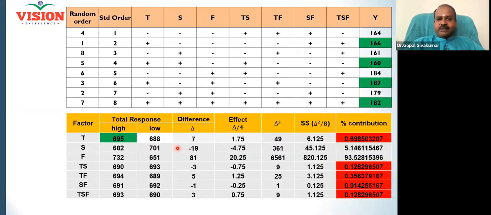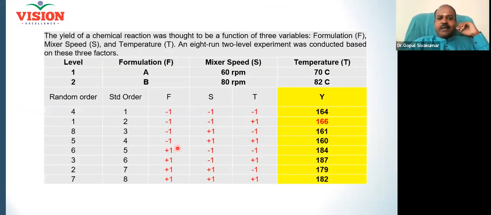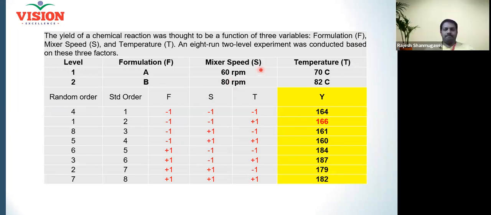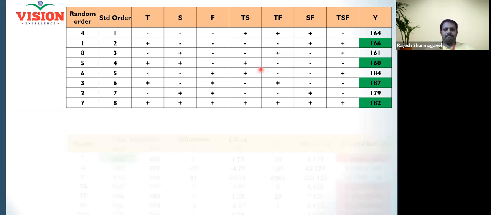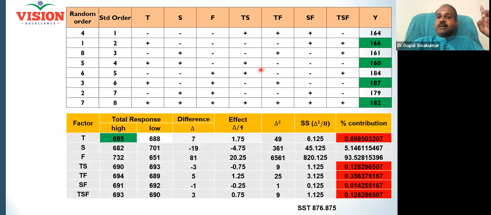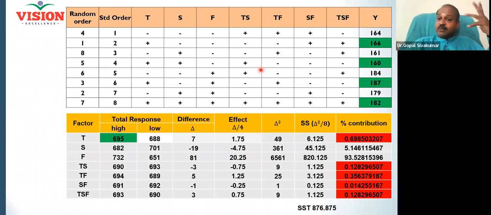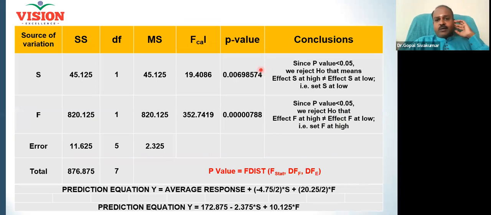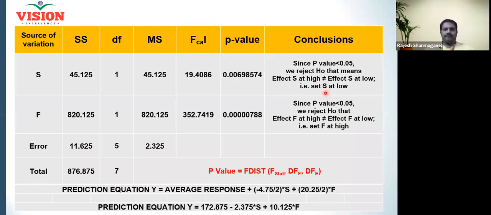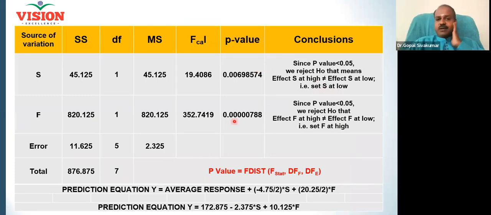Mixture speed should be 60 RPM, so that the yield will be maximum. This is how the factor is optimized. You have kept only 2 levels. You can keep 3 levels. You can be more realistic now. And now the solution is set the S at low. That's all. Now coming here, again the p-value is low.